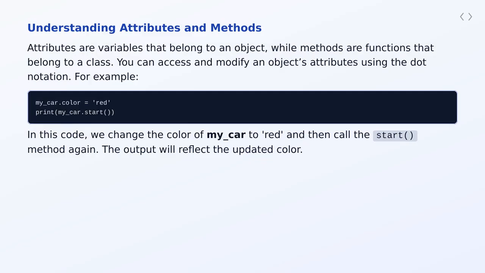Now, understanding attributes and methods. Attributes are variables that belong to an object, while methods are functions that belong to a class. You can access and modify an object's attributes using the dot notation. For example, I'll let you read the examples on screen rather than reading every line aloud. In this code, we change the color of my_car to red, and then call the start method again. The output will reflect the updated color.